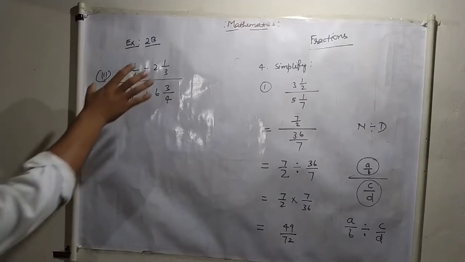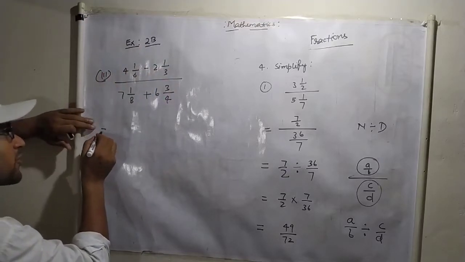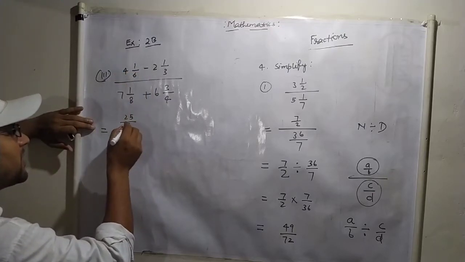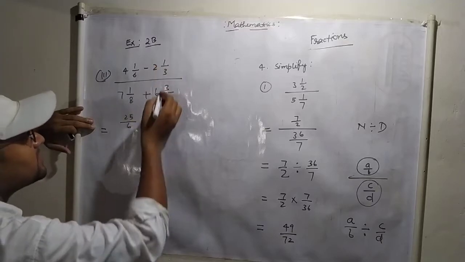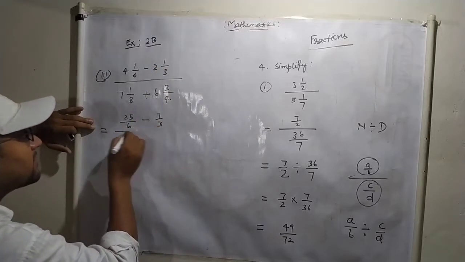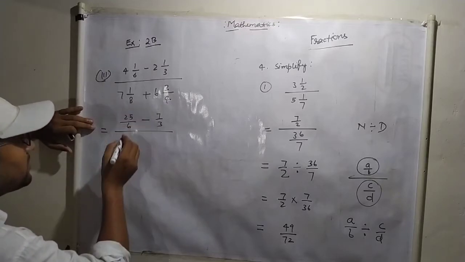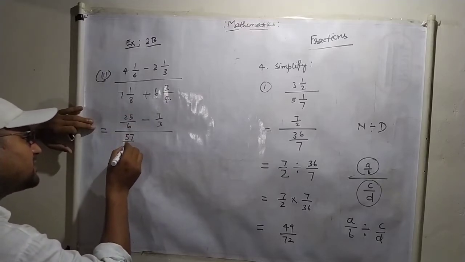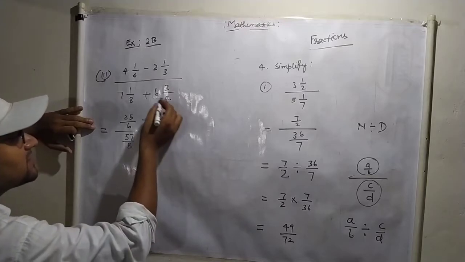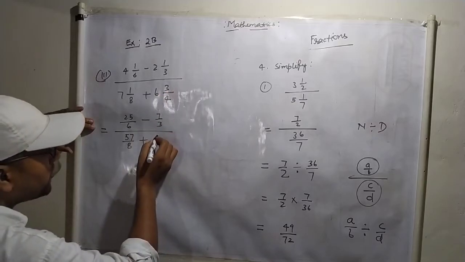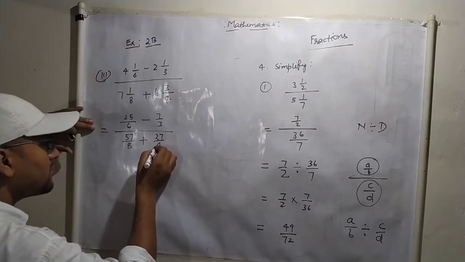So this, change it into an improper. 6 4s are 24, 1, 25 by 6, minus 3 2s are 6, 1, 7 by 3, upon 7 8s are 56, 1, 57 by 8, plus 6 4s are 24, 4 6s are 24, 24 plus 3, 27 upon 4.